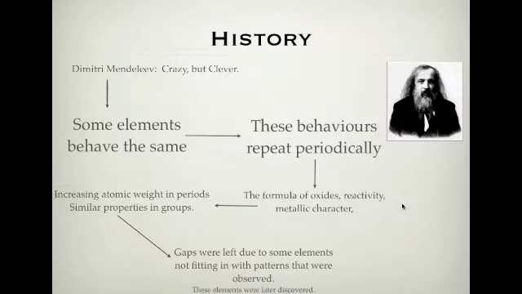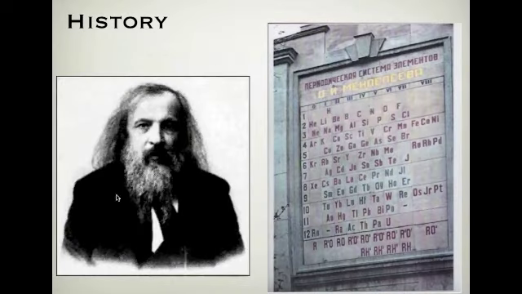So if I move back again, he left gaps due to some elements not fitting in with the patterns that were observed. These elements later on were discovered, and what Mendeleev actually managed to do was predict pretty much exactly what their properties would be. He managed to predict the atomic mass of germanium and a few other things as well. So he was really good at, once he had this pattern he saw, predicting what the different values would be for the elements to be discovered.